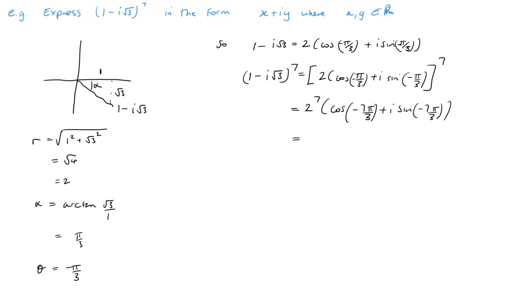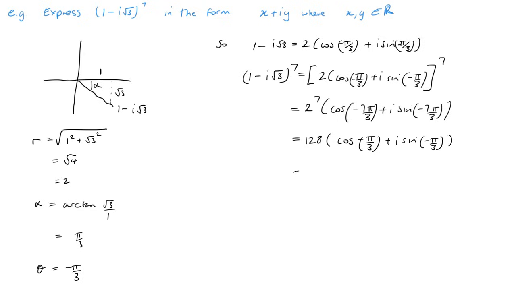So 2 to the power 7 is 128. And we've got cos. Now, minus 7 over 3 pi is obviously outside my range. So adding 2 pi, this will be cos minus a third pi plus i sin minus a third pi. So there I have it. Now, I didn't actually need to do this step. I could have just gone from the previous step straight into my calculator.